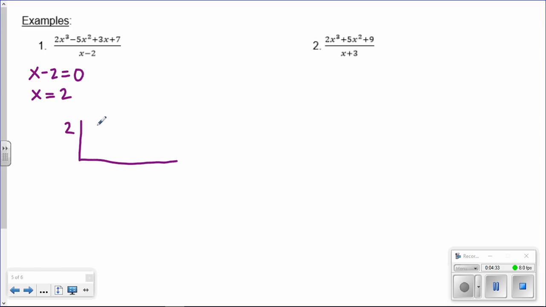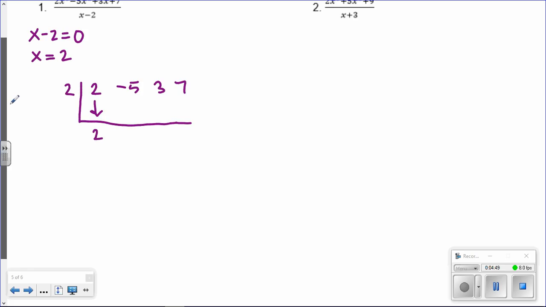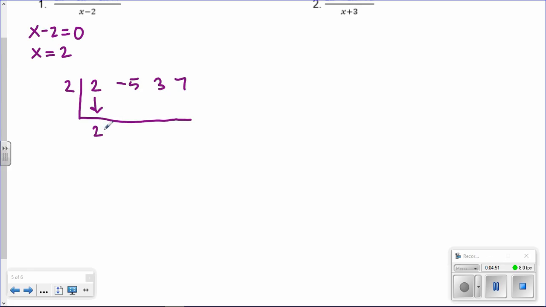So I'm only going to use the coefficients. I have 2, negative 5, positive 3, and positive 7. So that's what I'm going to use. This is the setup. Next, take that first number and bring it straight down. So I bring my 2 straight down. Then you take this number here and multiply it by this one here. So 2 times 2 is 4. You put that 4 in the next spot here. Then you add these two numbers.